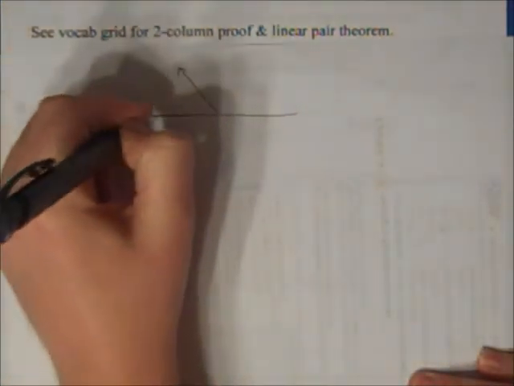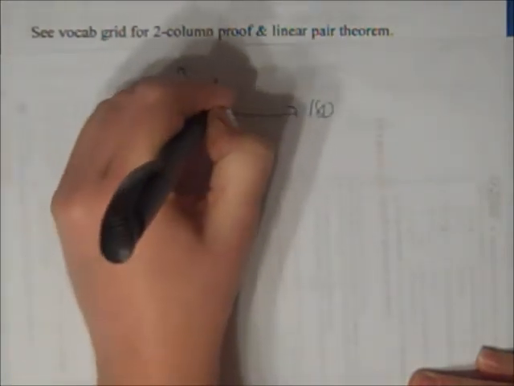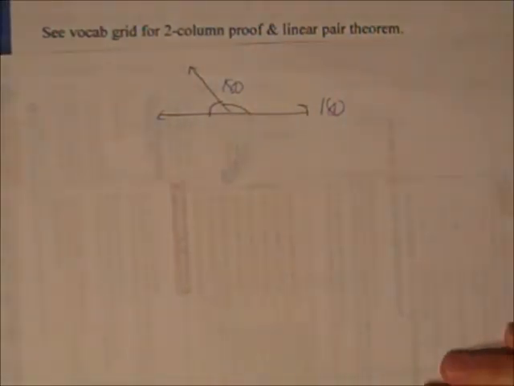So let's look at your vocabulary grid for linear pair theorem. That says if two angles form a linear pair, then they are supplementary. And we already talked about in chapter 1, when we learned what linear pair was, that if they form a line, then a line is 180 degrees, so the two angles have to be 180 degrees, and that means they're supplementary. Now we're just going to prove exactly why that is true.